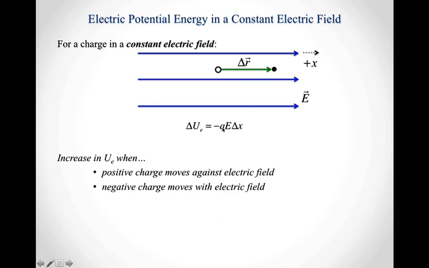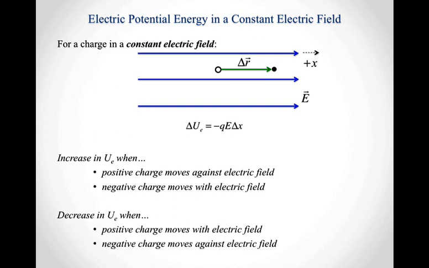If it's a positive charge, so Q is positive, then for my delta U to be positive, I need delta X to be negative to cancel out that negative sign. So when my positive charge moves against the electric field, I end up with an increase in the electric potential energy. On the other hand, if Q is negative, then Q will cancel out the negative sign, and I need delta X to be positive. So a negative charge moving with the electric field also increases the electric potential energy.